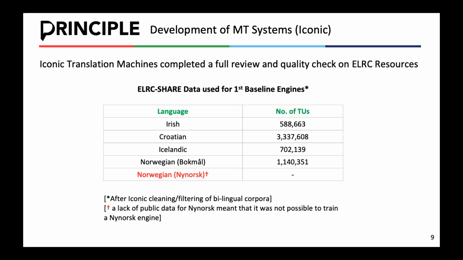And they used the data that they found on the ELRC share to create the first baseline engines. So following them putting the data through their pipelines, they were able to come up with this amount of data for each of the languages. Now, having watched Bill Mantis's presentation earlier, when he talks about 10 million, you see now where we are with these languages. Okay, and he's saying that you need at least 10 million, 20 million to get a really good engine.